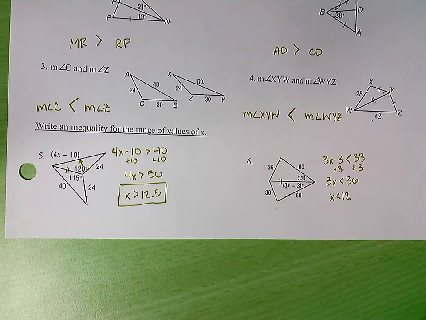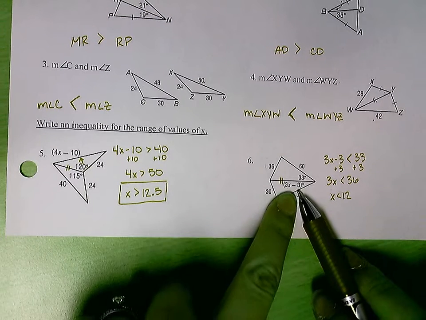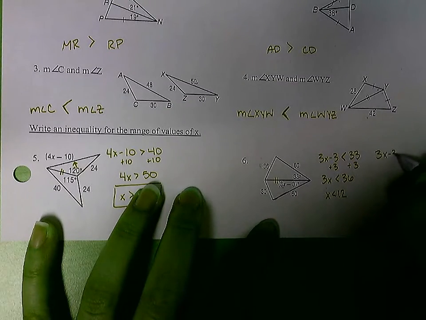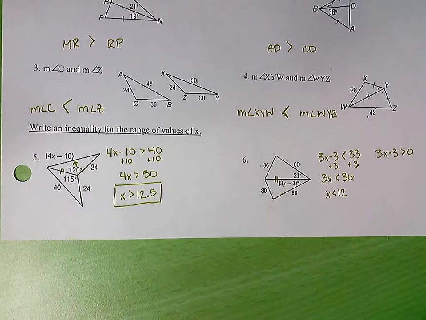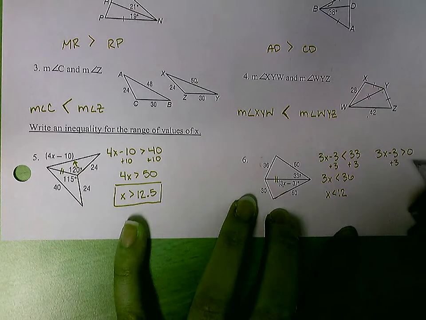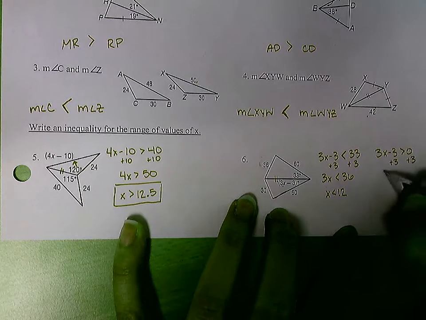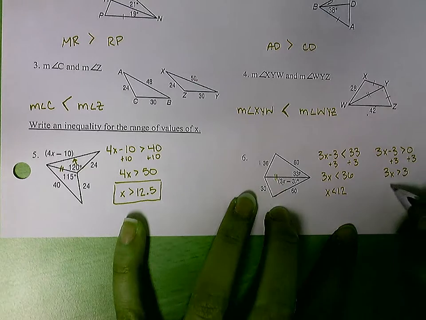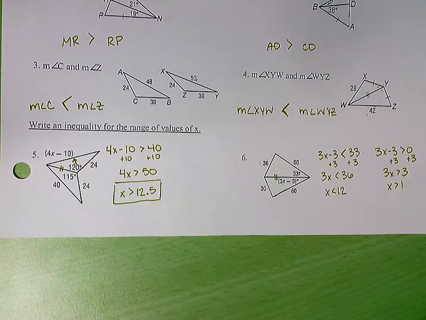So I need it where x is greater than 0 as well, because this angle has to be greater than 0. So I also need to say 3x minus 3 has to be greater than 0, because my angle measure can't be 0 and it can't be below 0. So again, I'm just solving for x here. So I'll add 3. So we have 3x greater than 3. So x has to be greater than 1.